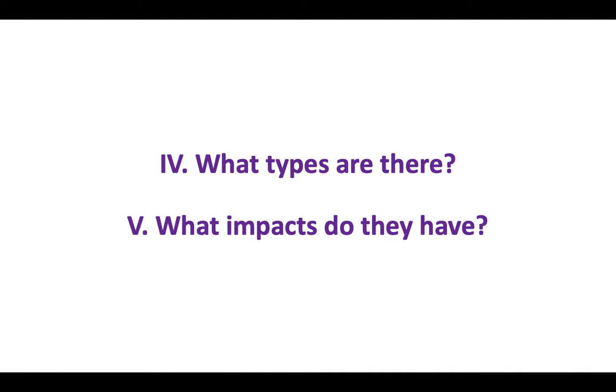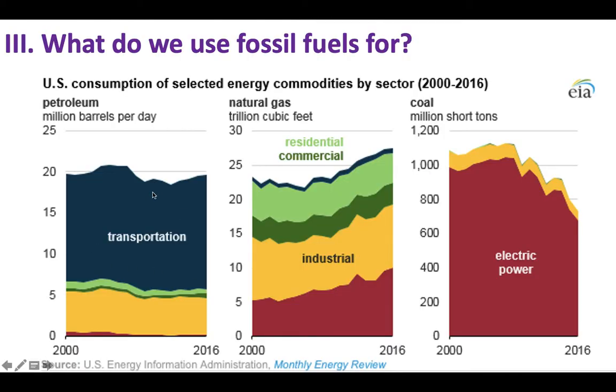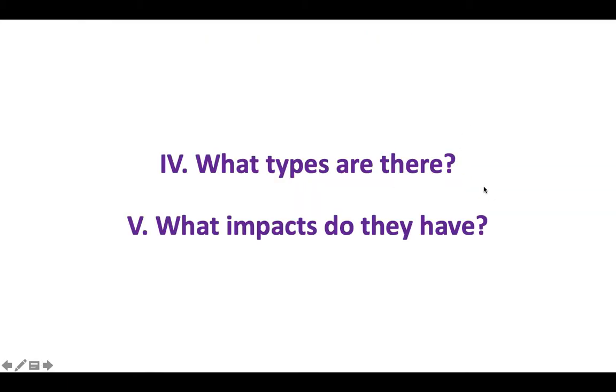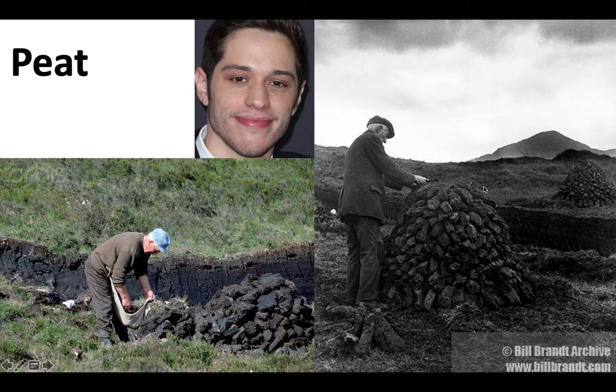Okay, so what are the types and what impacts do we have? Well, spoiler alert, they're right here. Petroleum, natural gas, and coal. And what are the impacts that they have? There's also peat. I mentioned peat before.